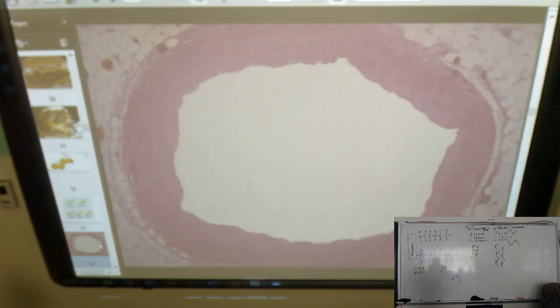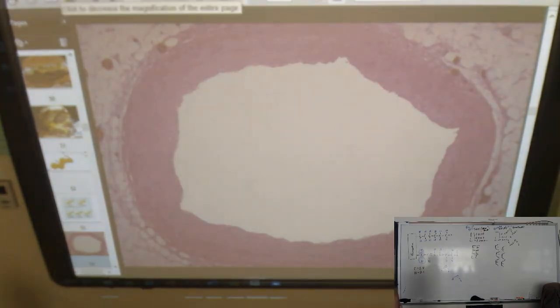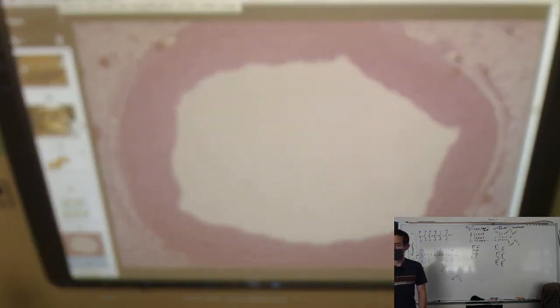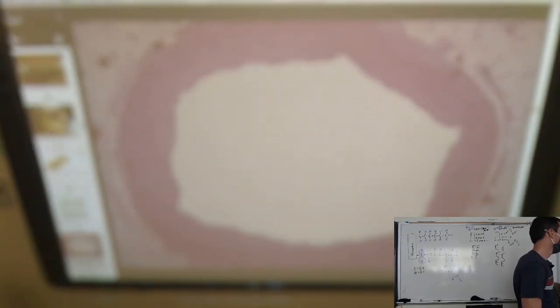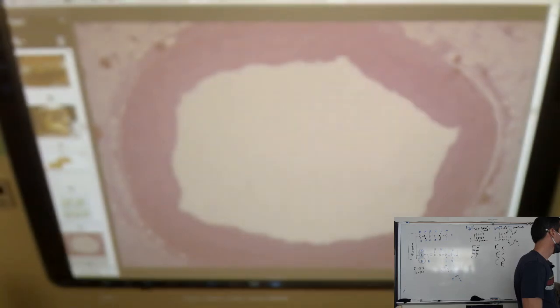So here's an artery. Oh, thank you. I must have hit the thing. Let me go back to the Zoom part. See if I can fix it. This might have been what happened the other day.